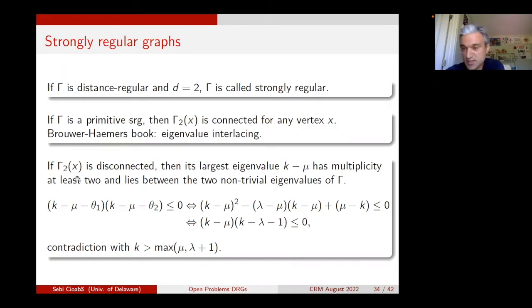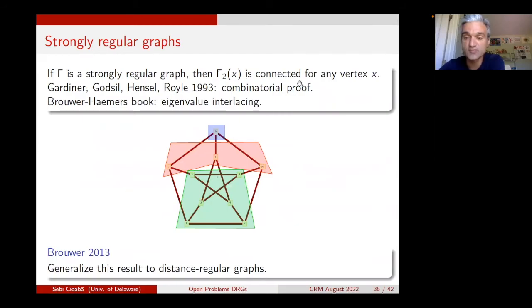So gamma 2 of x is the subgraph induced by vertices at distance 2 from x in a strongly regular graph, and this is a k minus mu regular graph. And if this was disconnected, then k minus mu would have multiplicity 2 as an eigenvalue of that adjacency matrix. And by Cauchy interlacing, it would lie between the two non-trivial eigenvalues of gamma. So this product, where theta 1 and theta 2 are the two non-trivial eigenvalues of gamma, would be less than or equal to 0. And once you do these calculations, amazingly, this expression factors as k minus mu times k minus lambda minus 1. And because the graph is a primitive strongly regular graph, k beats both mu and lambda plus 1, and this gives you a contradiction. So this is the result. Again, in summary, for gamma strongly regular, gamma 2 of x is connected for any vertex x. Oh, sorry, a combinatorial proof and an algebraic proof.